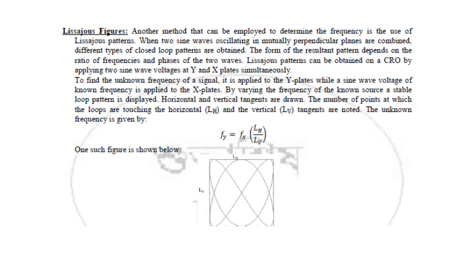Horizontal and vertical tangents are drawn. The number of points at which the loop is touching the horizontal and the vertical, we calculate this. And using this, Fy upon Fx is equal to Lh upon Lv. Lh is the number of points on horizontal, and Lv is the number of points on vertical. Tangents are noted. So by using this, we can calculate the frequency.